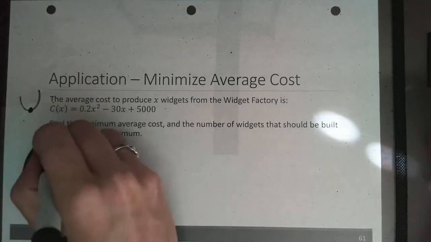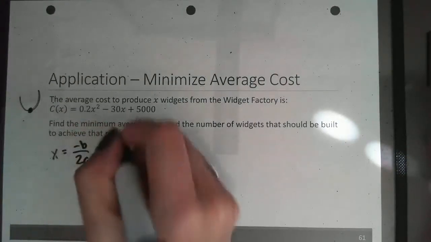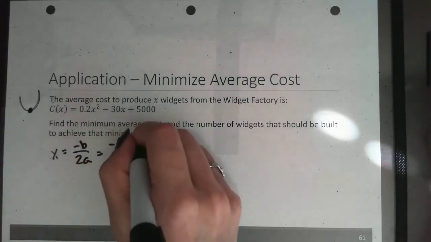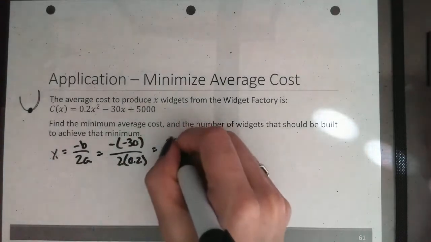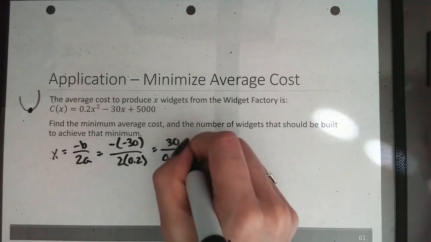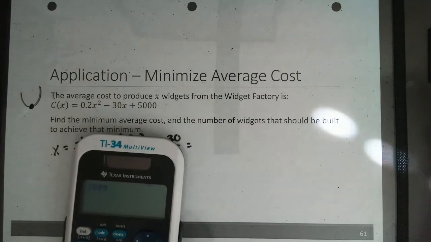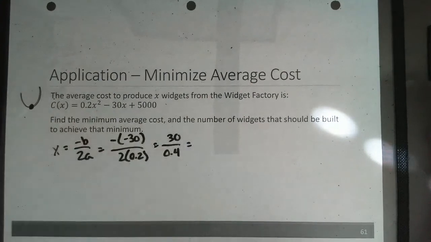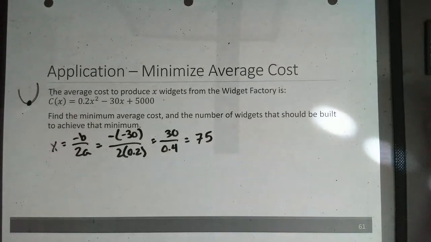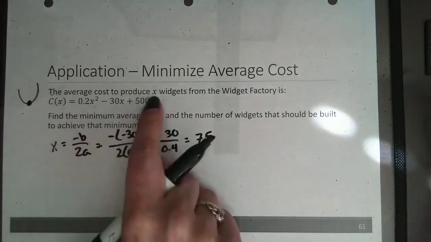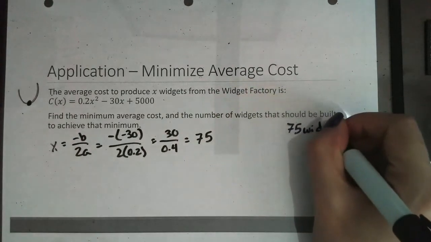So we'll have x is equal to negative b over 2a, which will be negative 30 over 2 times 0.2, which is a positive 30 over 0.4, and 30 divided by 0.4 is 75. Well, x is the number of widgets, so we will need to make 75 widgets.